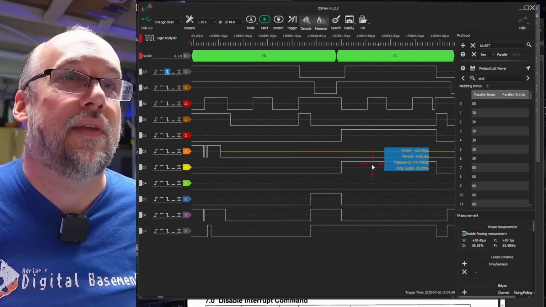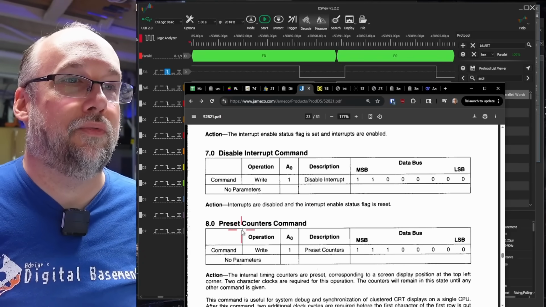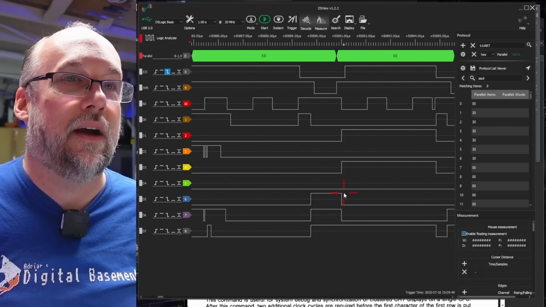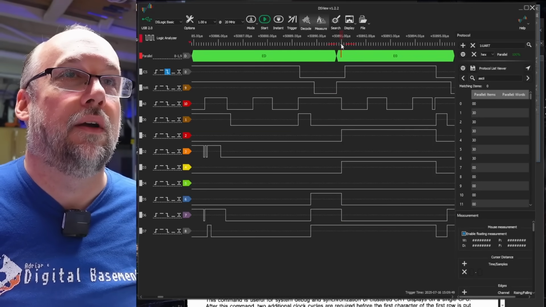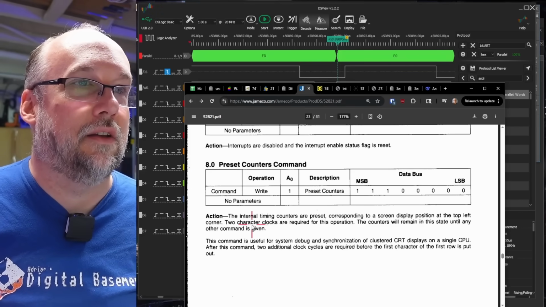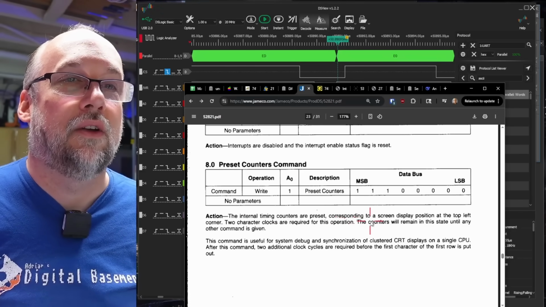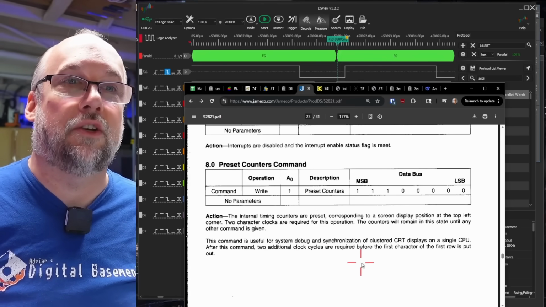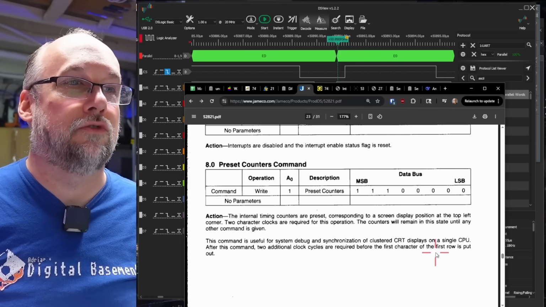1010000. No, that's not that command. That appears to be the preset counter command, because we have high, high, high, and everything else is low when that is asserted. And that matches this. Preset counters, whatever that does. Internal timing counters are present, corresponding to a screen display in the top left corner. After this command, 2 additional clock cycles are required before the first character of the first row is put out.